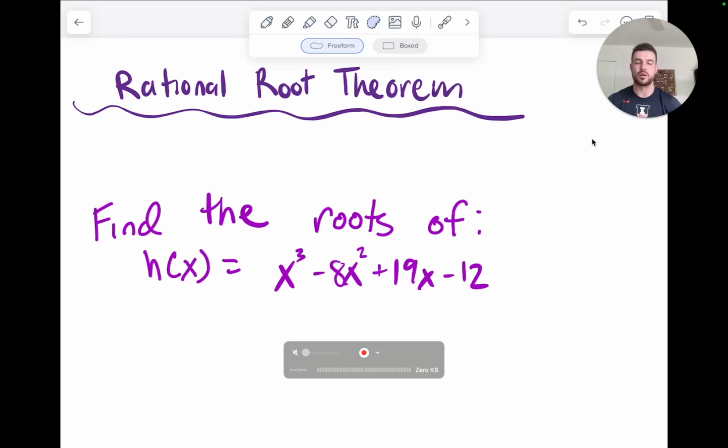All right, everybody, welcome back. Today what we are going to do is we are going to try to find the roots of polynomial functions, and we are going to use what we call the rational root theorem.